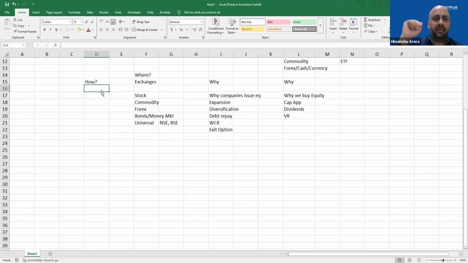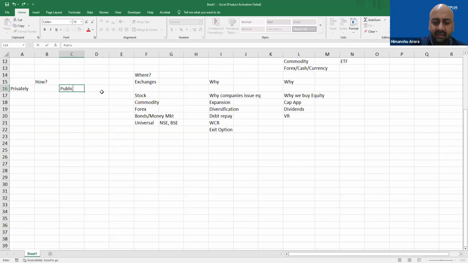One, privately, and second, publicly. What is a private, or how does a company issue equity privately? The common myth says that whenever the company issues shares to some people around us, or to some of the individuals or the institutions, then it is called a private placement.